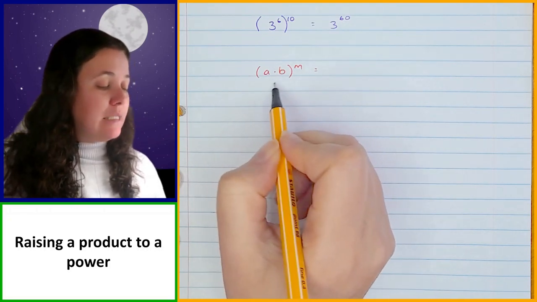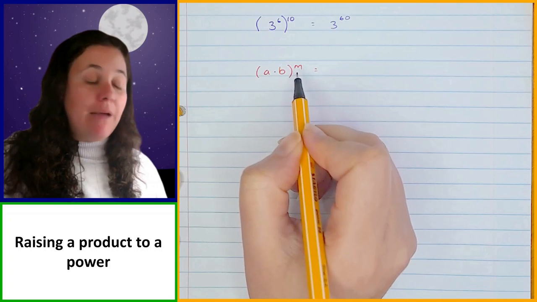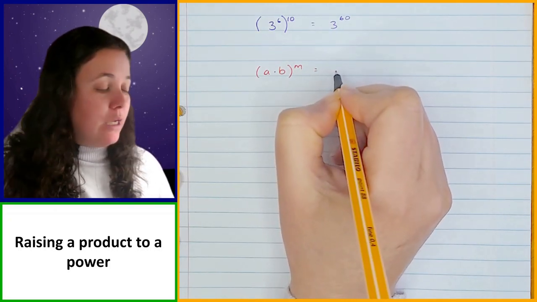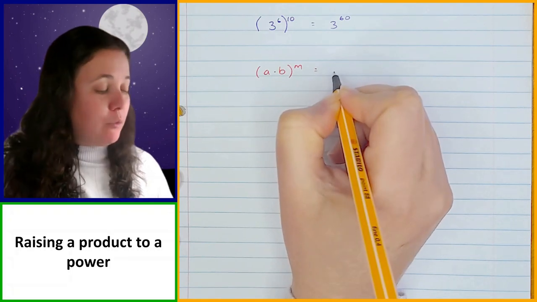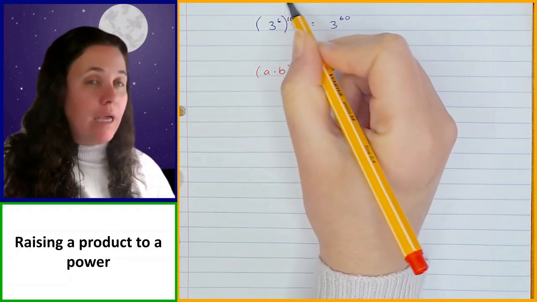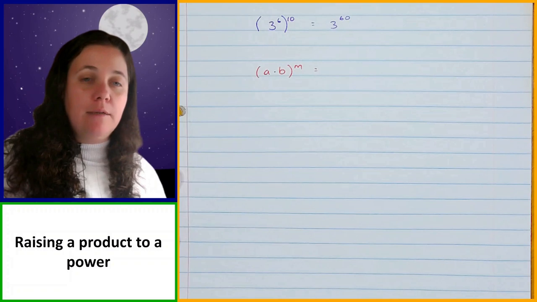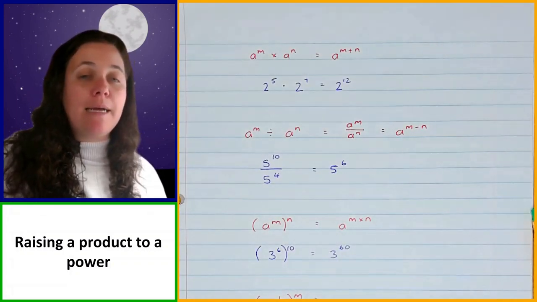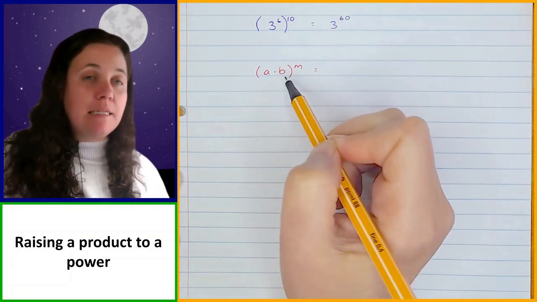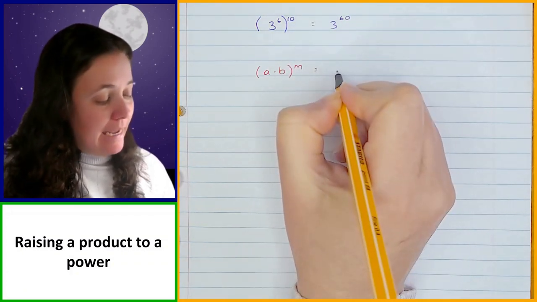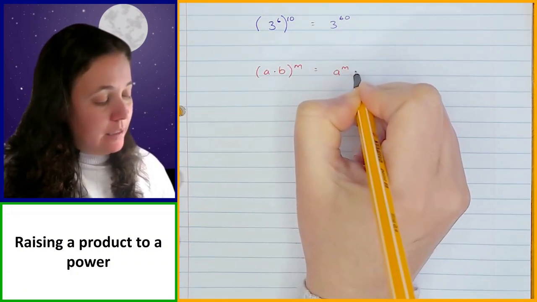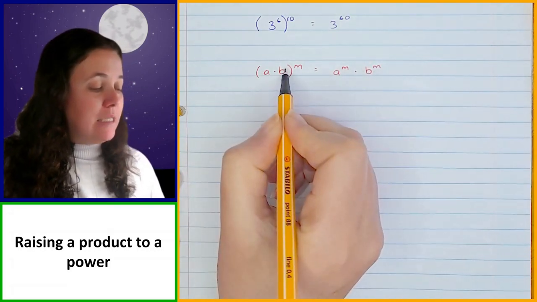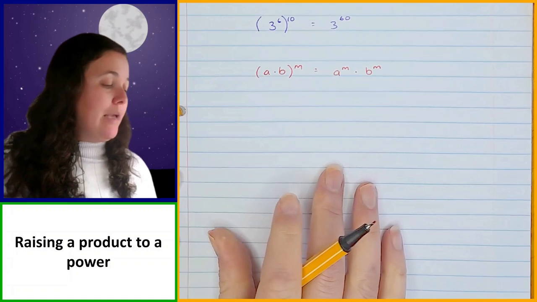So we have a product inside, and we have a power outside the brackets. Then each of the factors of that product is going to receive that exponent. We're going to use the rule that we had over here, which you can't see, and apply it to each factor inside the brackets. So this gives us a to the power of m times b to the power of m. If there was an exponent on something inside here, we would multiply it by the m.